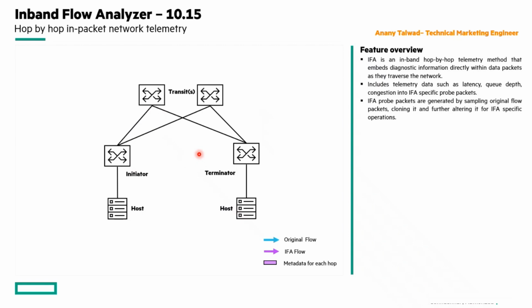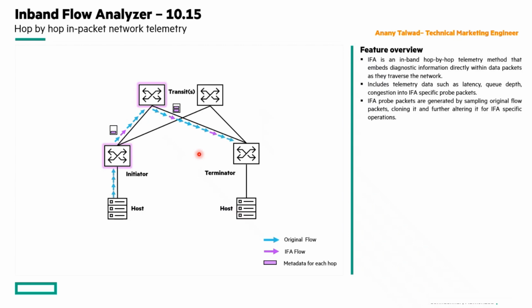Let's see how an incoming flow will be dealt with in case of IFA configurations. In this case, we have two hosts contacting each other. The first host is sending a flow that is acknowledged by the initiator node. The initiator node samples this flow, creates an IFA probe packet, adds its metadata to it and then passes it to the next node. The next node is the transit node, which acknowledges this IFA packet and updates its metadata to the same IFA packet that has been passed from the initiator node. Further, once this is done, the flow moves towards the terminator.